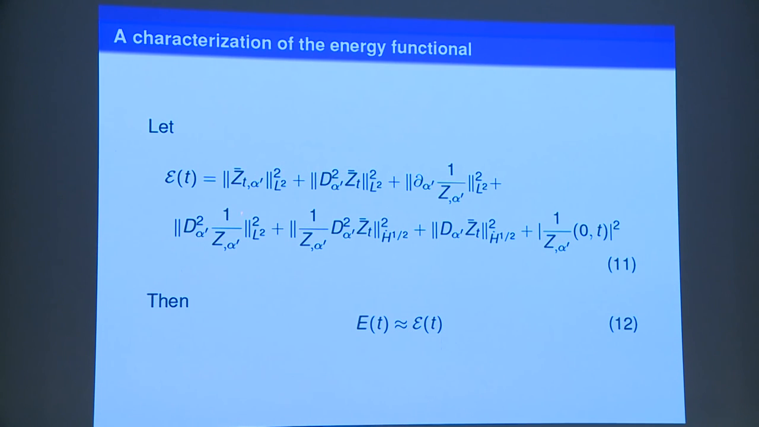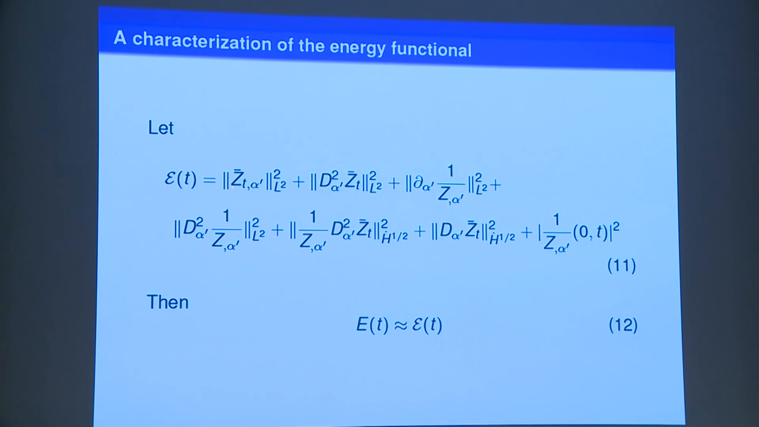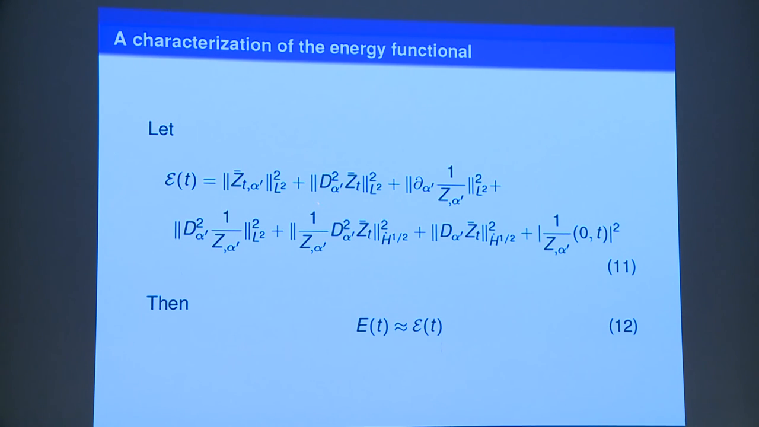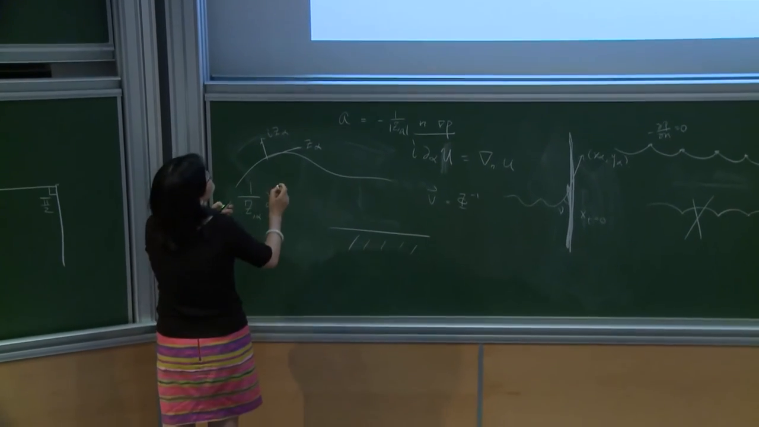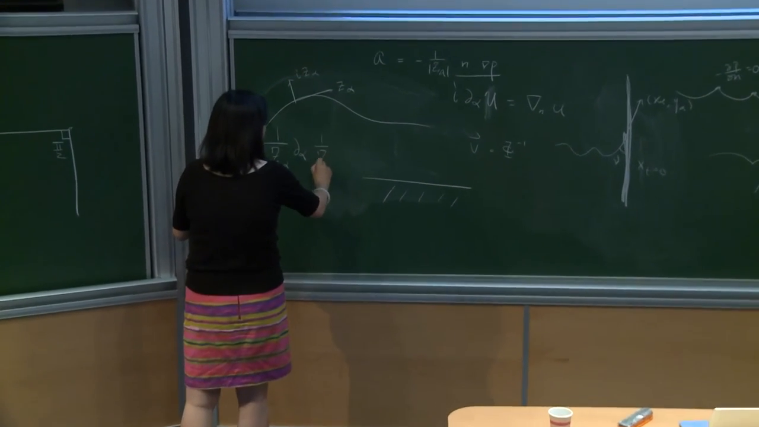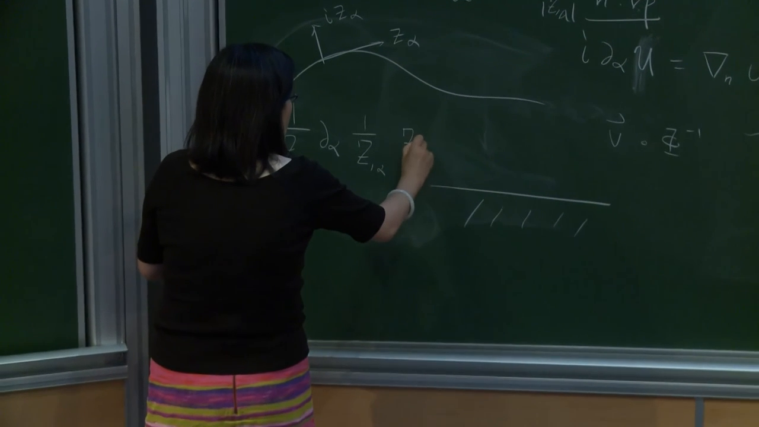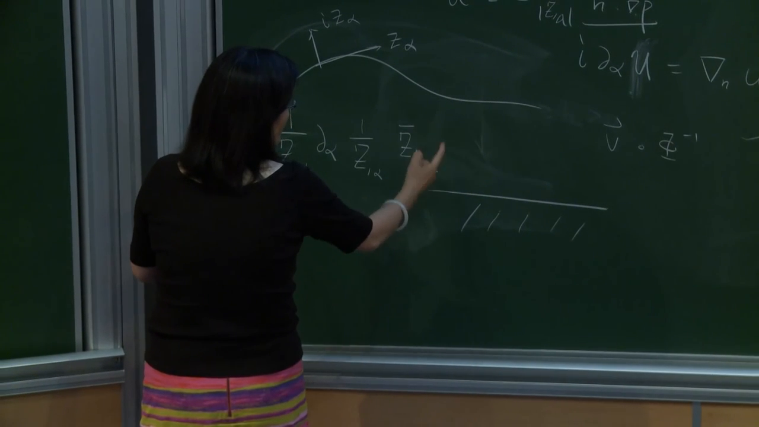So let me explain what we are doing in this energy. This energy is equivalent to this one. The basic quantity is the acceleration on the surface, taking derivatives in L2. Now if you want to take further derivatives, you have to put appropriate weights. So what is capital D alpha? Capital D alpha is 1 over z alpha, D alpha. So now with two derivatives, 1 over z alpha and z_t alpha, this quantity is basically in L2.